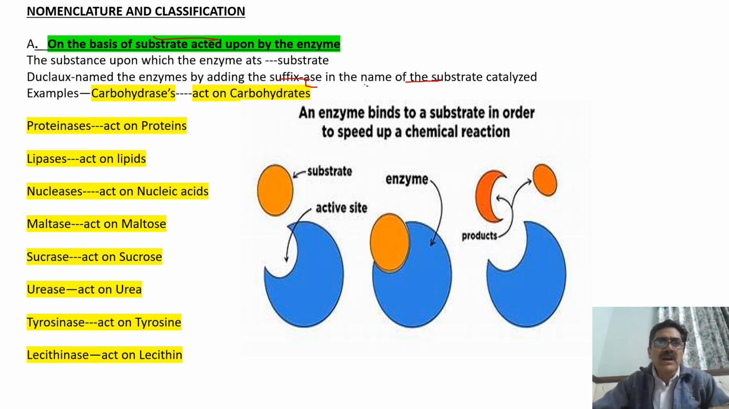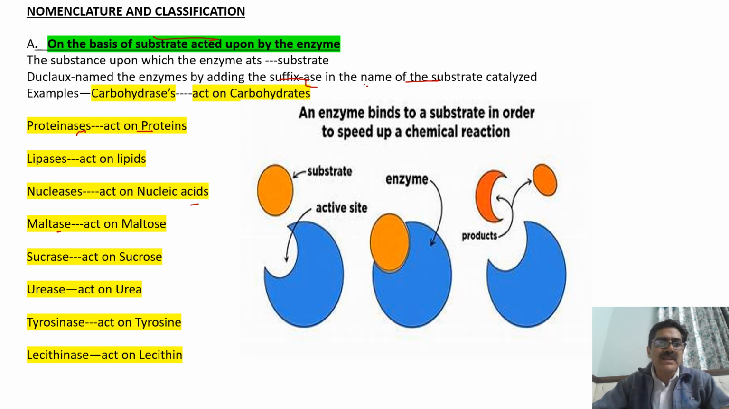For example, carbohydrases. The suffix is "ase". Carbohydrases indicates that it is an enzyme which acts on carbohydrates. So carbohydrate is the substrate here. Similarly, proteinases. The suffix "ase" indicates that it is an enzyme. Proteinases means those enzymes which act on proteins. Similarly, lipases means which act on lipids. Nucleases are those enzymes which act on nucleic acids.